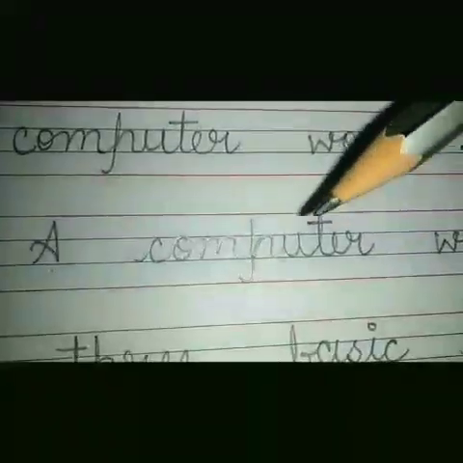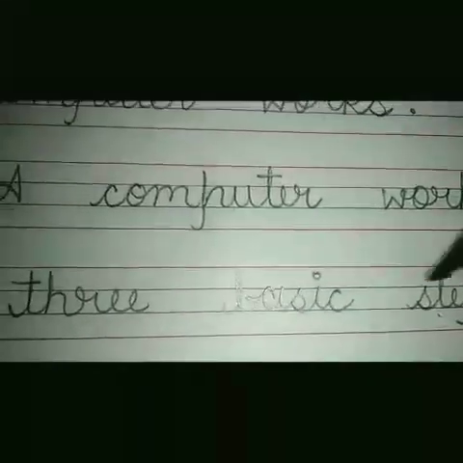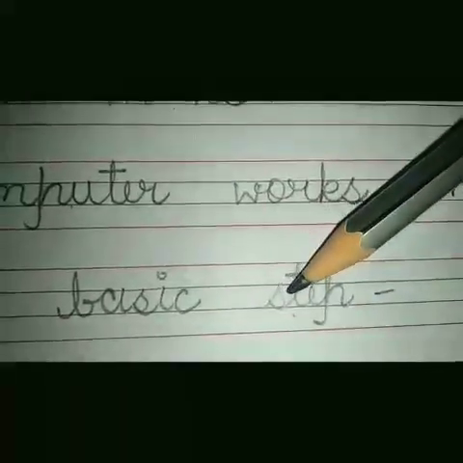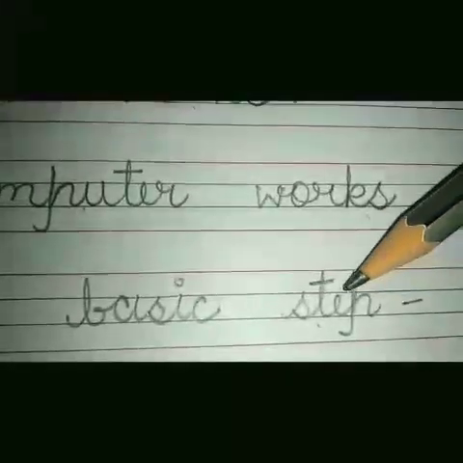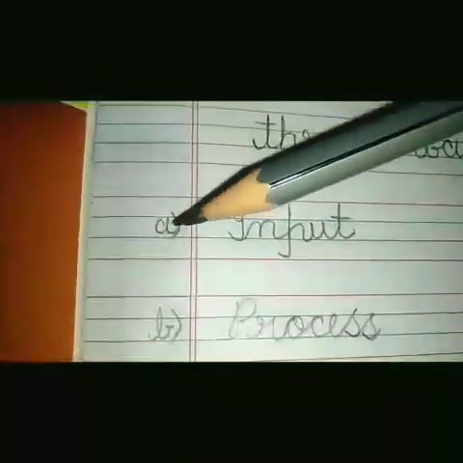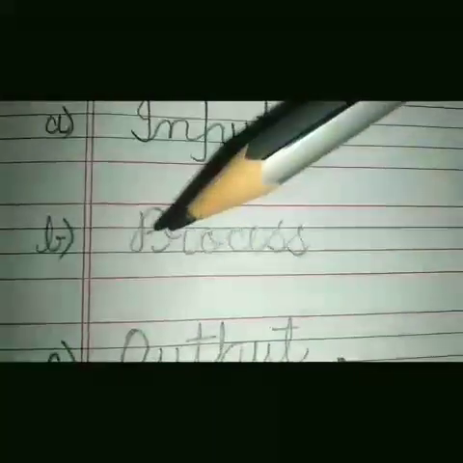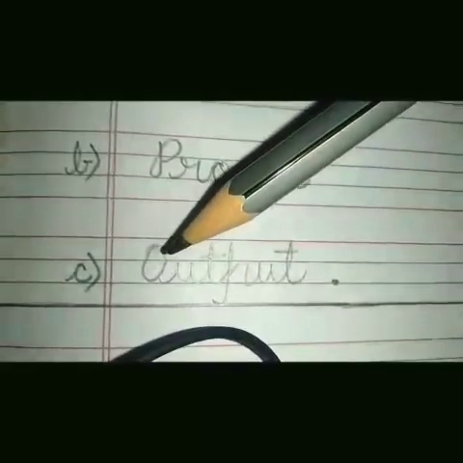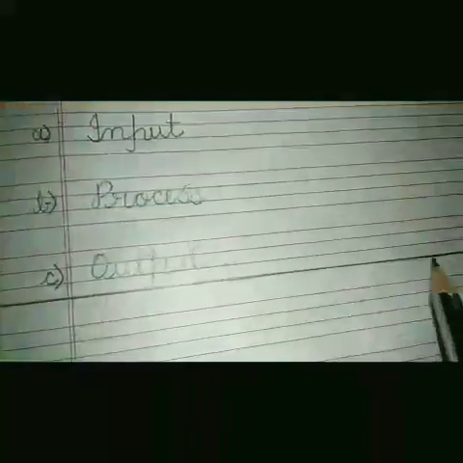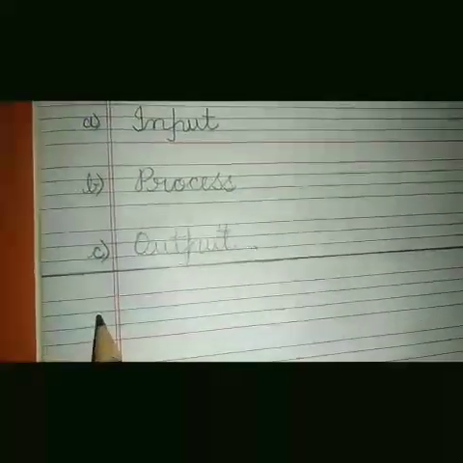A computer works in 3 basic steps. Then after writing steps, draw a small hyphen here and move to the next line and do the serial numbering as I did: A, B, C. Start with a capital letter. Input. The next line, process. Last line, output. After finishing the question, draw one line here after the answer and leave one line.